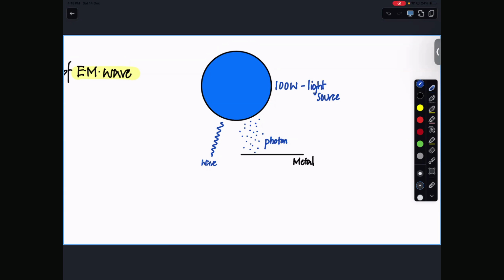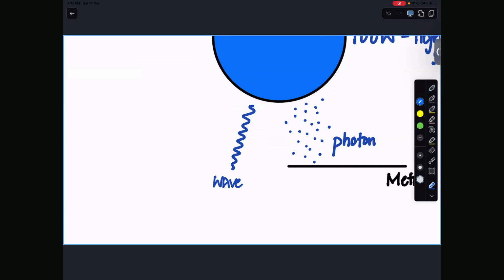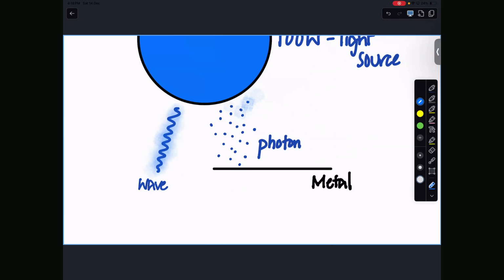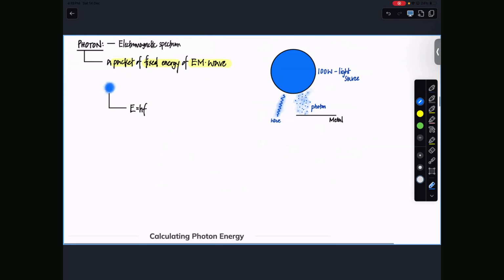Every second, this light source is producing how much energy? 100 watts, right? Now, if it's producing 100 watts in terms of wave, then you use wave equations and wave properties to explain this. But if it's producing 100 watts using photons, it can do it too. So the idea is that all these photons that are coming out every second, if you take all their energy together and add them, how much will you get? 100. Same.